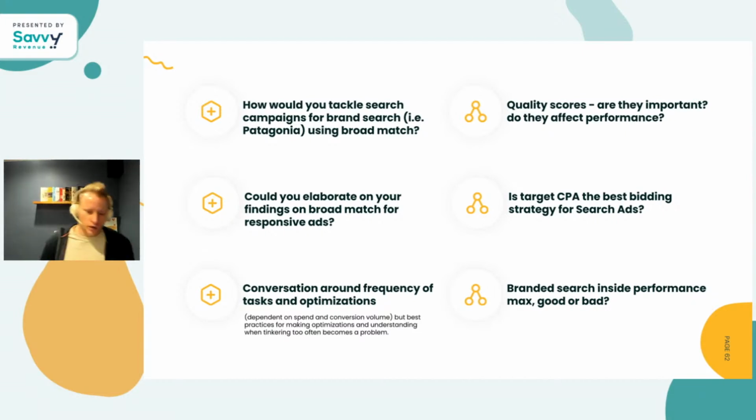And then there's another one. I like this one: conversation around frequency of tasks and optimizations. The question I want to dig into is actually the one below that: best practices for making optimizations and understanding when tinkering too often becomes a problem. And this is where I believe it's a huge thing that people spend too much time on two things.